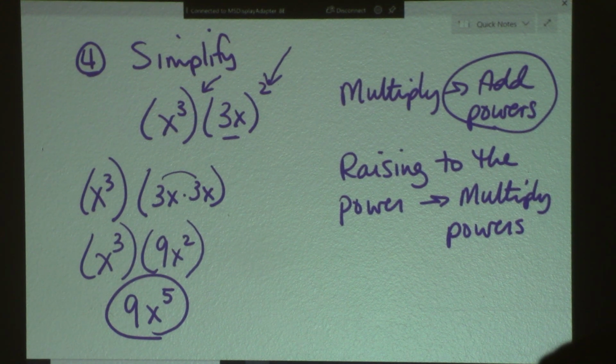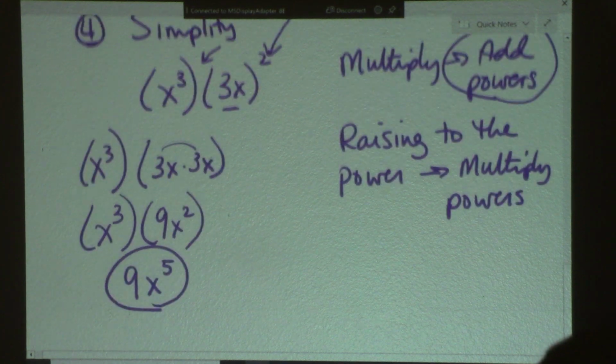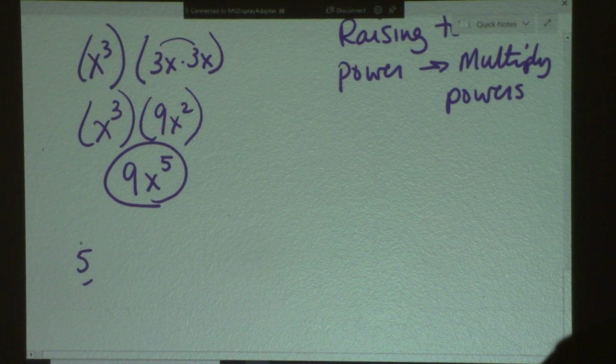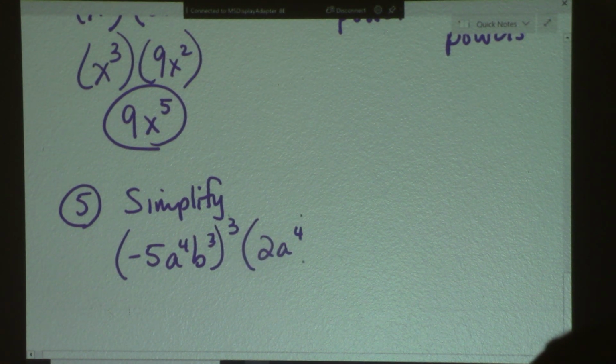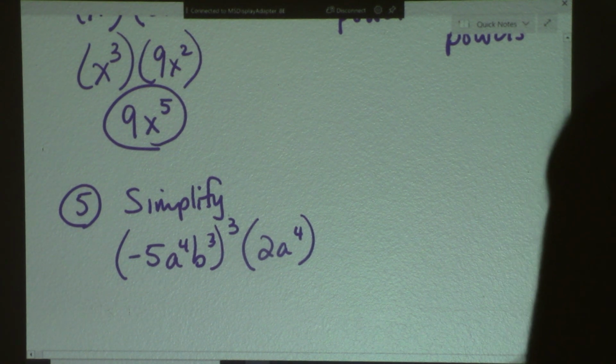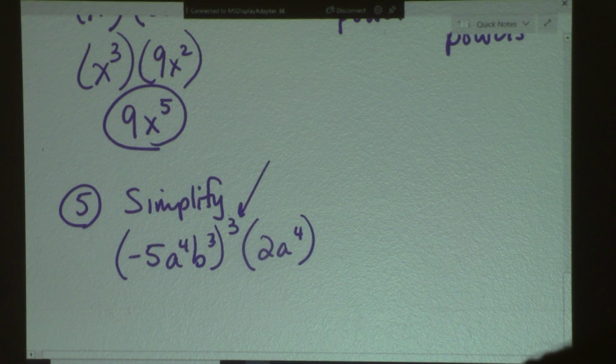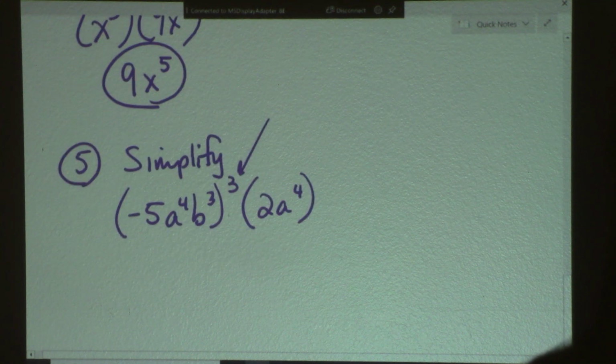Okay? All right, let's do another one like that. Number 5, simplify. Okay, so I have this time negative 5 a to the 4th b to the 3rd, cubed, times 2a to the 4th. Okay, so I have to deal with what's in the parentheses and the power here, and I also have to multiply. So first I'm going to deal with the power.